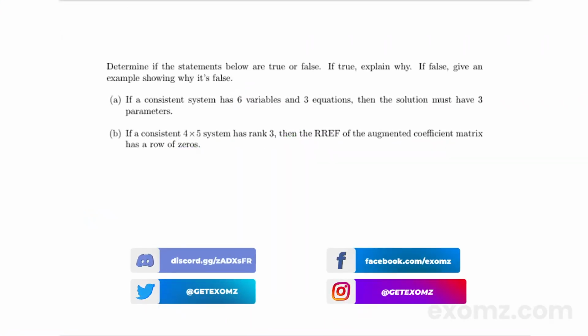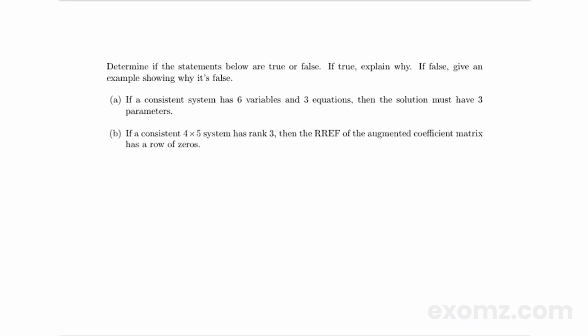Let's take a look at this true or false question. In 223, there will be a lot of true or false questions appearing on the midterm or the exam. So it is very important and essential for students to know how to prove or disprove a statement.